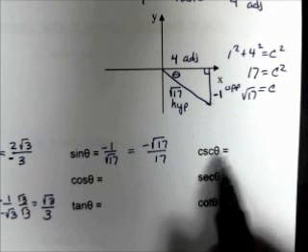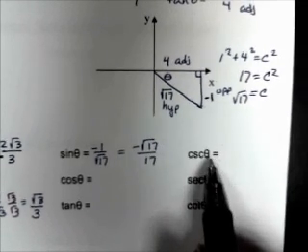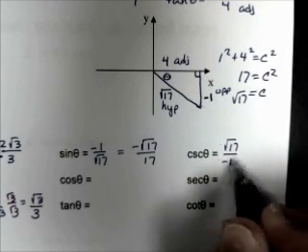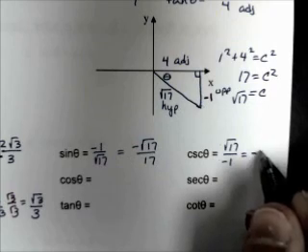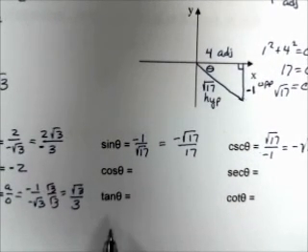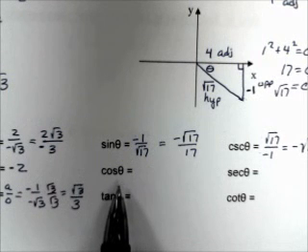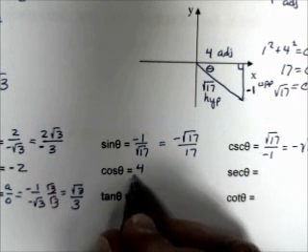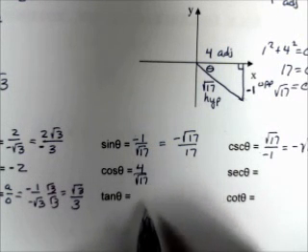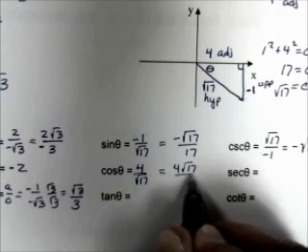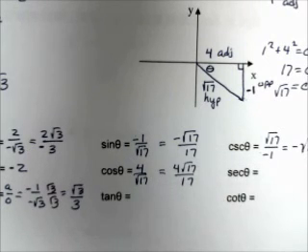Cosecant is going to be hypotenuse over opposite. Hypotenuse is the square root of 17. Opposite is negative 1. So that's simply negative square root of 17. Cosine of theta, cosine is adjacent over hypotenuse. Adjacent is 4. Hypotenuse is the square root of 17. Rationalizing, we'll get 4 square root of 17 over 17.